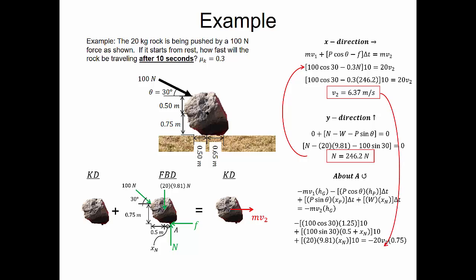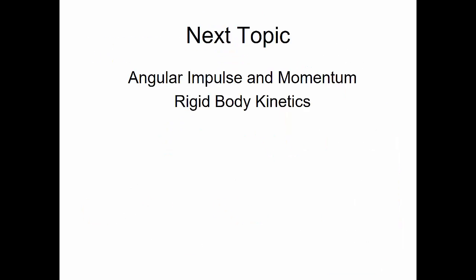If we put that velocity down into our equation for the moment about A and solve for our position of our normal force, then the position is 0.3 meters, which is less than the 0.65 meters from the center of mass to the point where it would tip. So our assumptions check out and the problem is solved. Our next topic is angular impulse and momentum, rigid body kinetics.